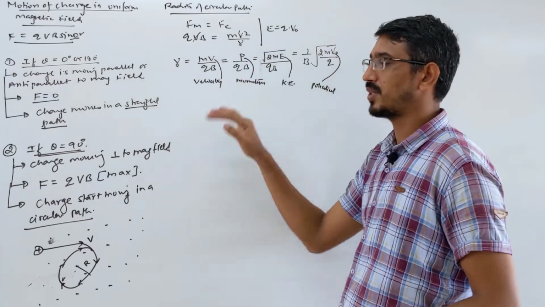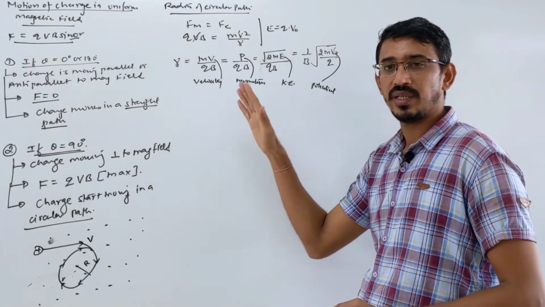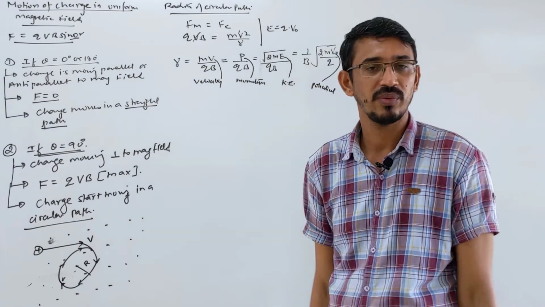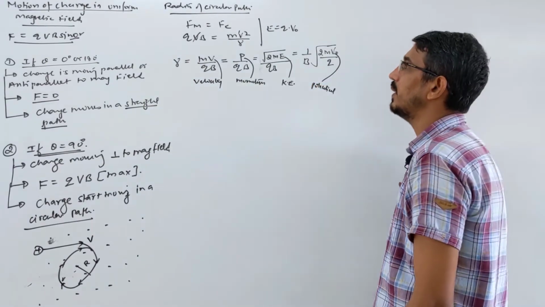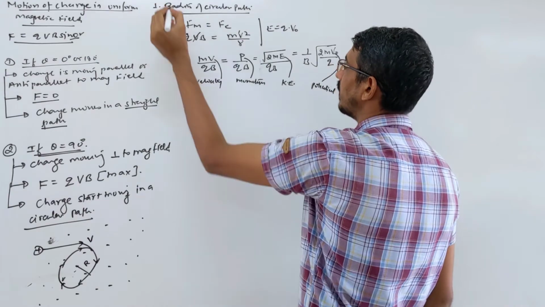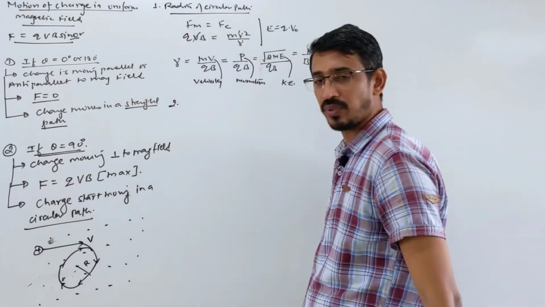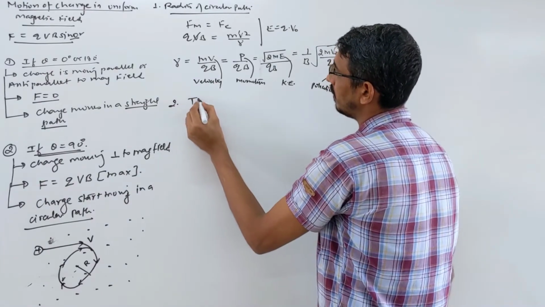Anything can be given the same, or the radius given the same. They ask the ratio of velocity, ratio of momentum, ratio of kinetic energy. These are all the formats they have asked, and it's very important from the exam point of view. So this is the radius of your circular path. And what other things you want to calculate? How much time it will take to rotate, the time period.